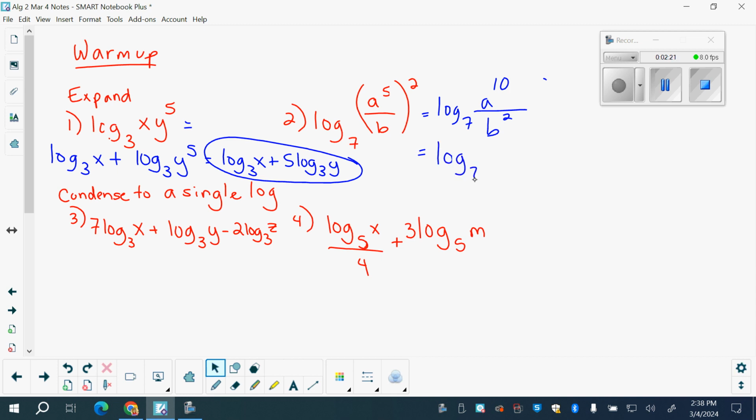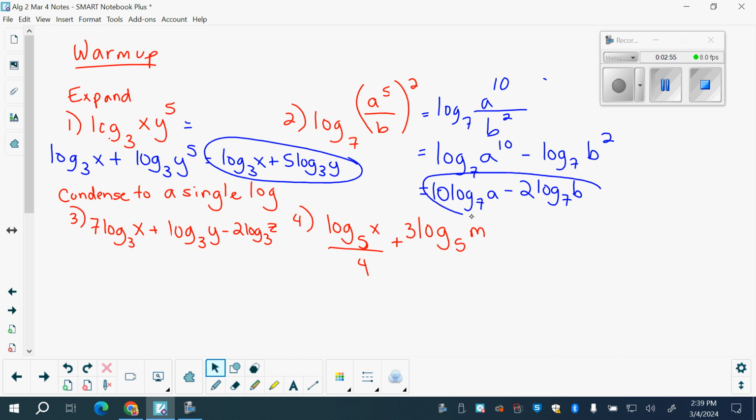Log base 7 of... division is subtraction. So a to the 10th minus log base 7 of b squared. Almost done. What's my last step to expand? Got to move those exponents. So this would be 10 log base 7 of a minus 2 log base 7 of b.